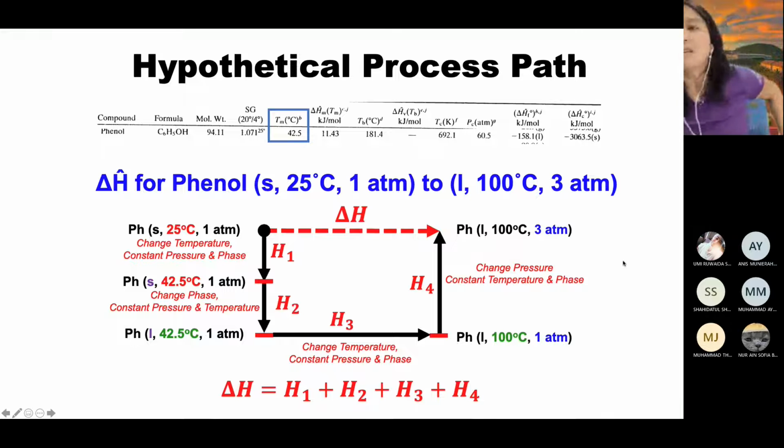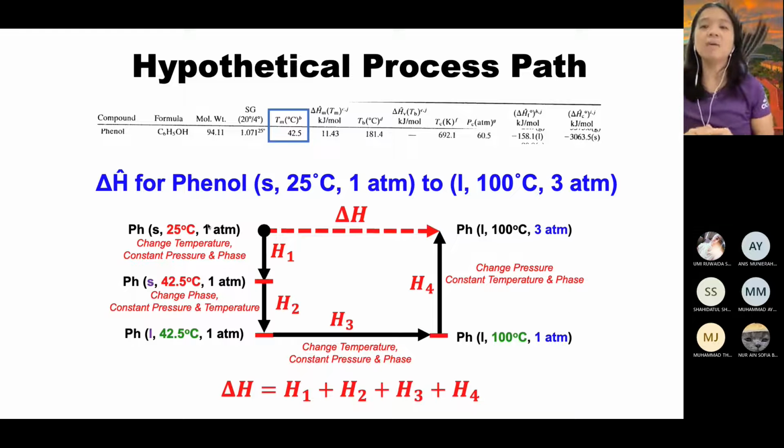Okay, kenapa kita kena ada hypothetical process path? Sebab, okay, contohnya kamu tengok contoh yang saya beri, katakan starting condition dia phenol. Okay, phenol ni adalah dalam bentuk solid phenol 25 Celsius 1 atm. Katakan tu adalah reference condition saya. Saya nak kira enthalpy apabila it change to phenol liquid 100 Celsius 3 atm. Kamu boleh nampak from the beginning to the end, dia ada perubahan fasa, solid to liquid, change of phase.